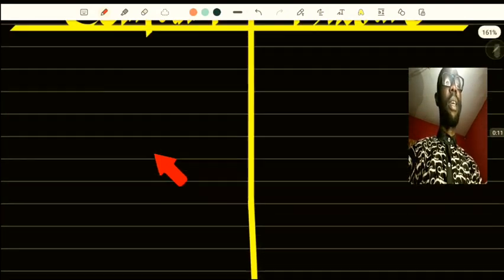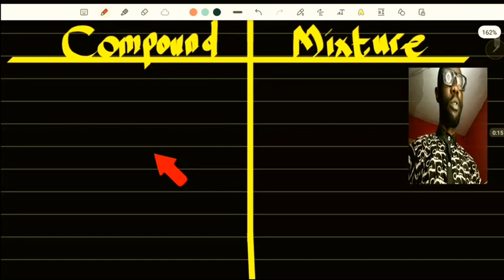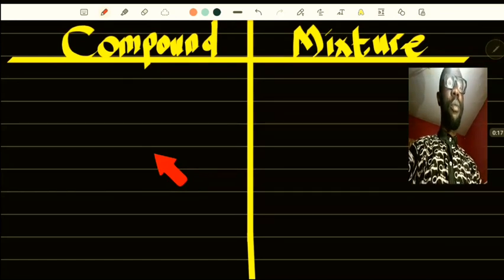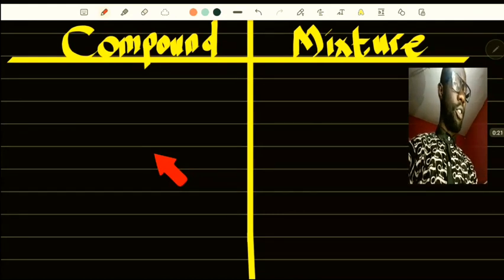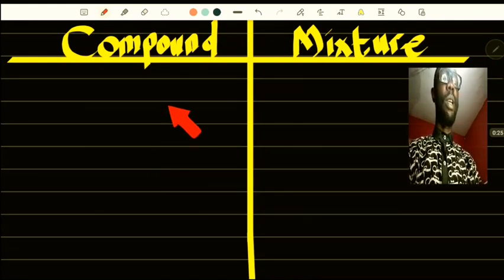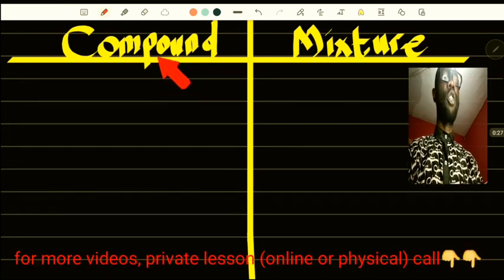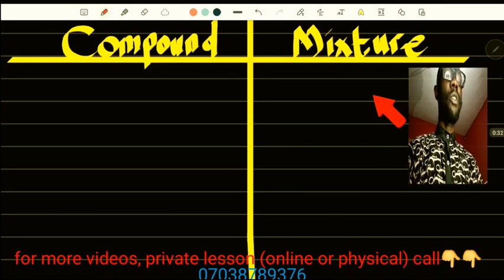Chemistry for the beginners: things that are actually posing issues to some students that could be very minute but could be dangerous when it comes to picking an answer under examination condition. So we want to quickly and briefly explain the difference between compound and mixture in science.